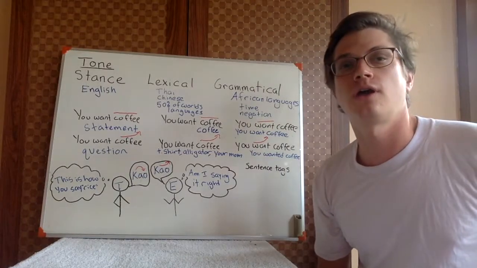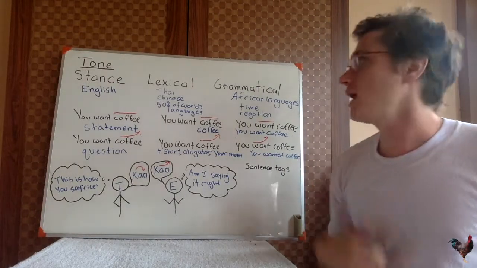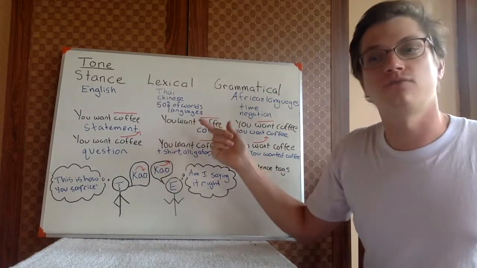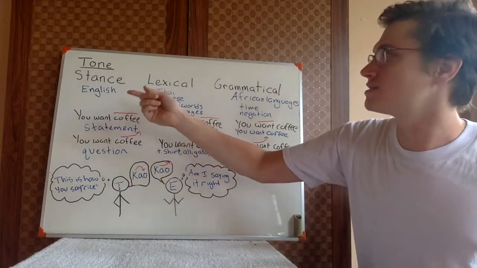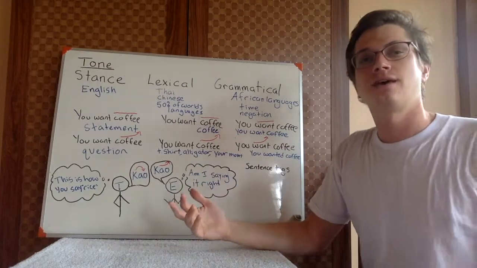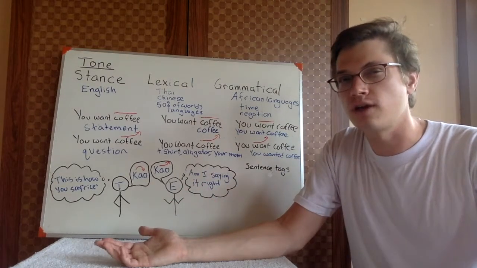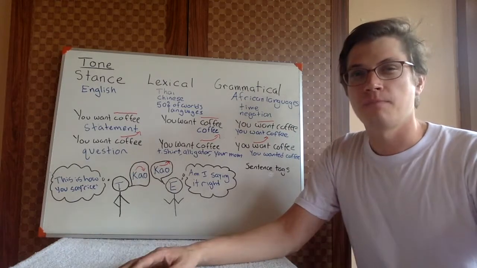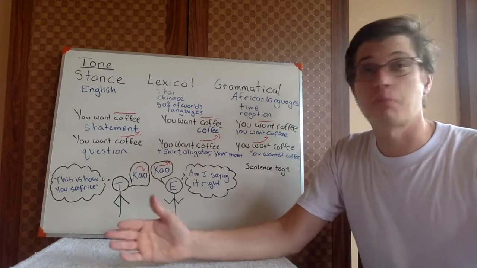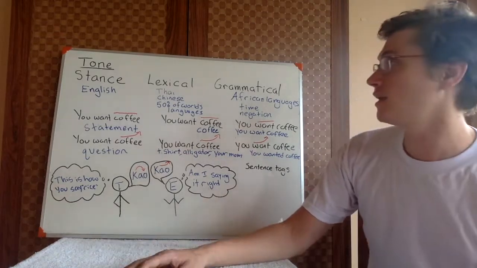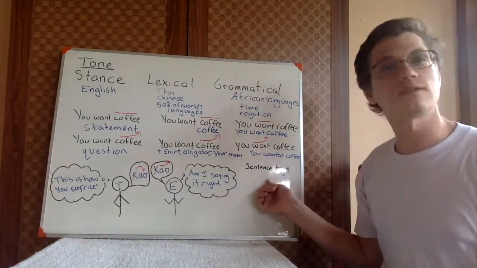You might be wondering, if Thai uses tone to communicate the meaning of different words, but English uses tone to communicate stance, how can Thai communicate stance? Because it uses tone to communicate lexical meaning. And every language has the capability to communicate stance. So how does Thai do it? And the answer is with sentence tags.